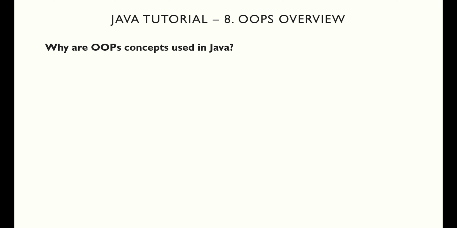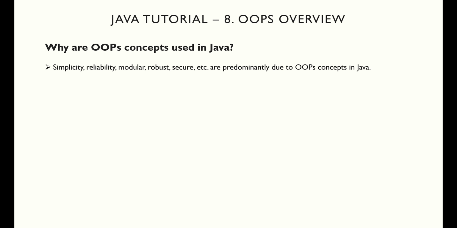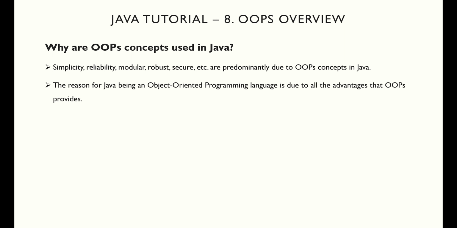When we talk about Java having an advantage as a programming language like simplicity, reliability, modular, robust, secure, etc., they are predominantly due to OOPS concepts in Java. The reason for Java being an object oriented programming language is due to all the advantages that OOPS provides.